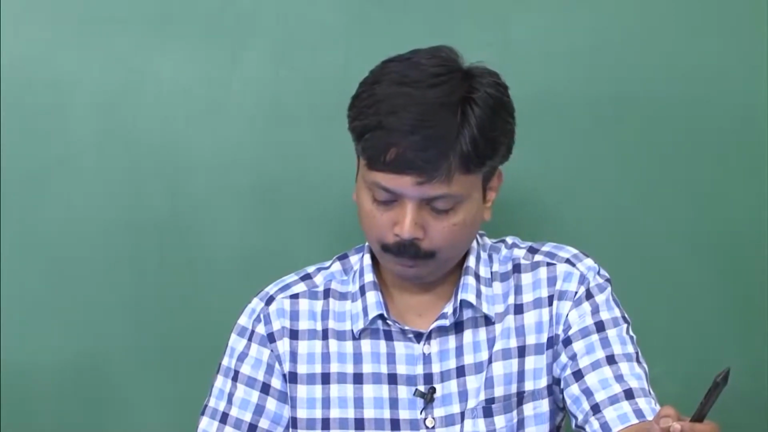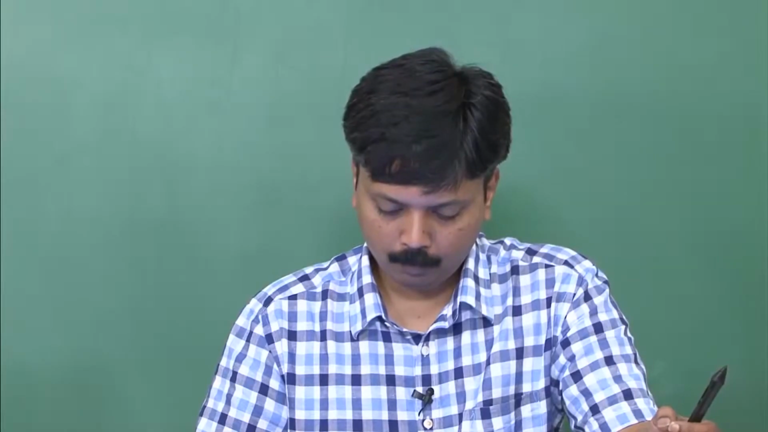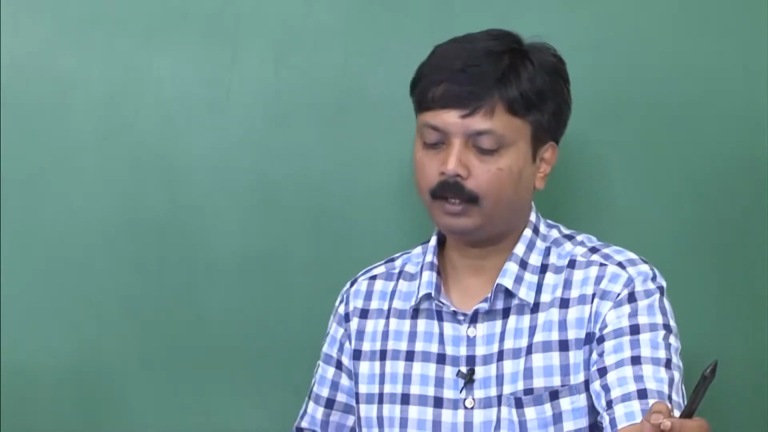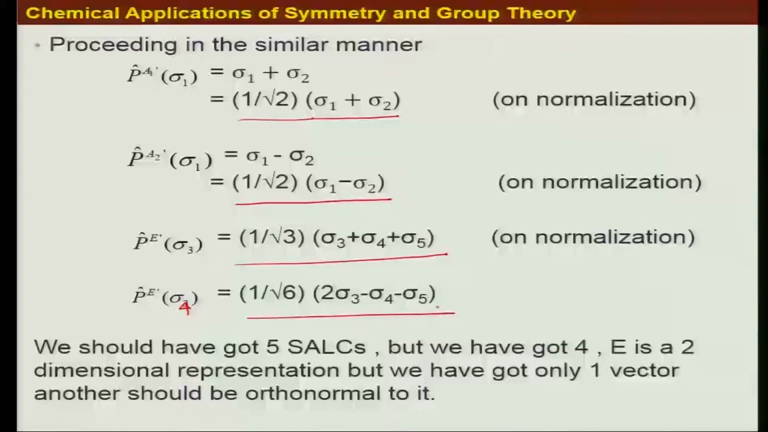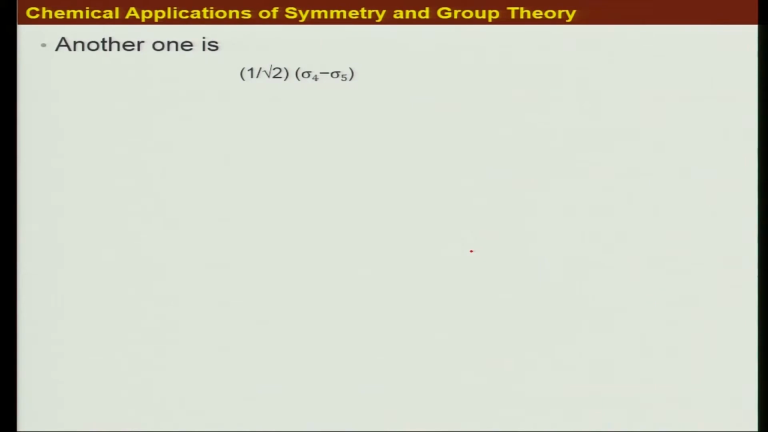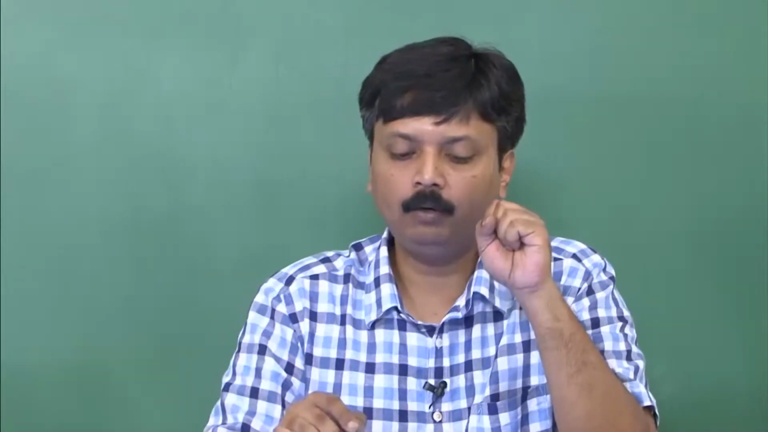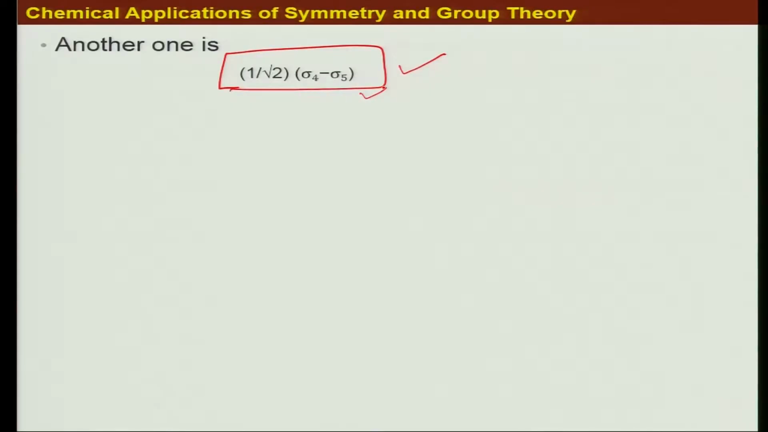So we should get another function which will be orthonormal to the ones that we are getting here or here. Okay, so if we find that out, we should get another SLC like this one. So this one I am leaving up to you, how to orthogonalize and then ultimately find out this fifth SLC. So I will request you to try this one out later.